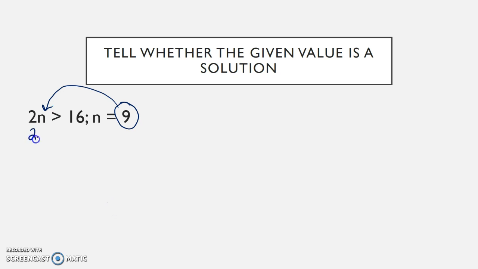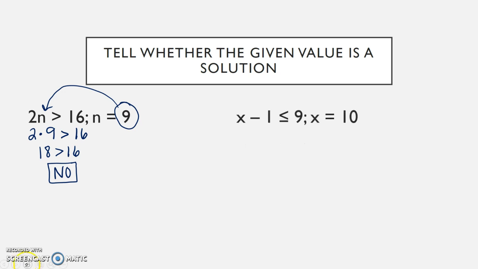So we're going to rewrite this. 2 multiplied by 9 is greater than 16. Now we actually have to do this math here. 2 multiplied by 9, we get 18 is greater than 16, which we know is not true. So our answer here is no. n equaling 9 is not a possible solution for this inequality.